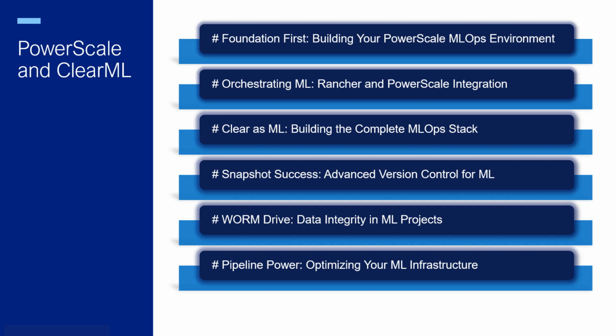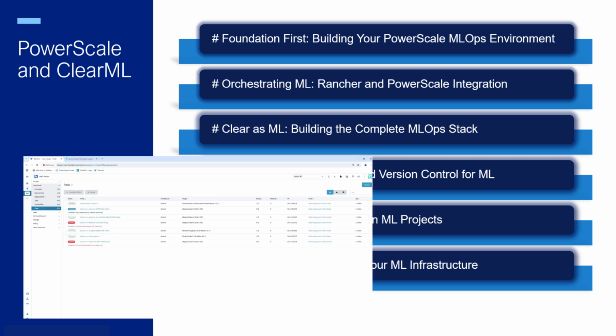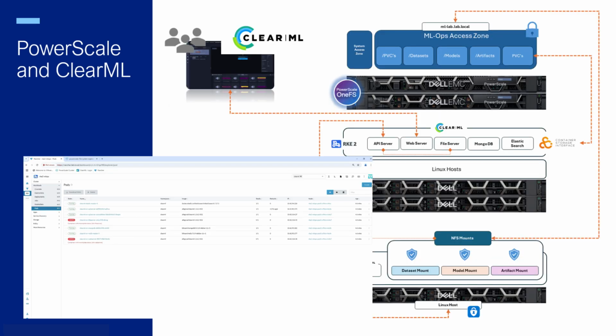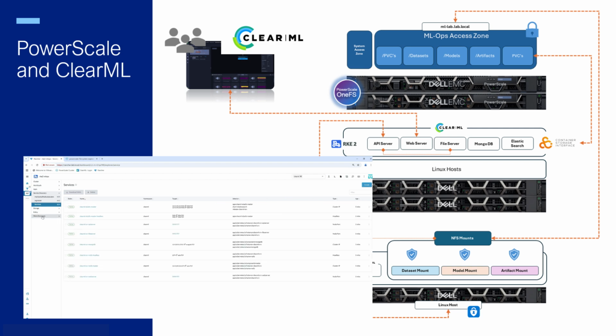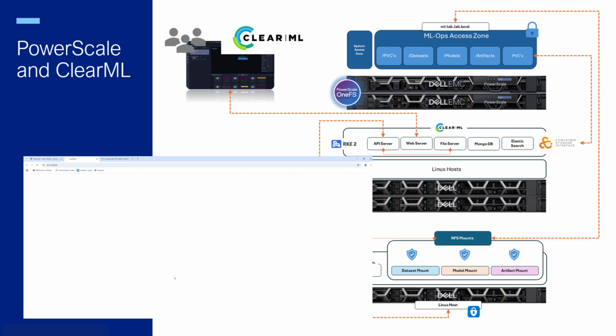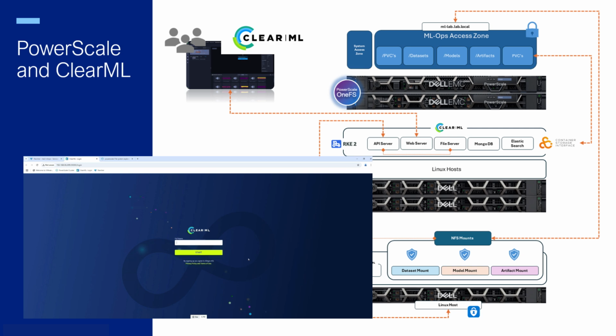So in the first two videos, we've configured our PowerScale environment, such as the access zones, networking, SmartConnect configuration, and DNS. And in the second video, we've configured our Kubernetes environment. In this case, we've used Rancher. So we've set up our CSI drivers and our storage classes, and we've gone ahead and deployed the ClearML server.